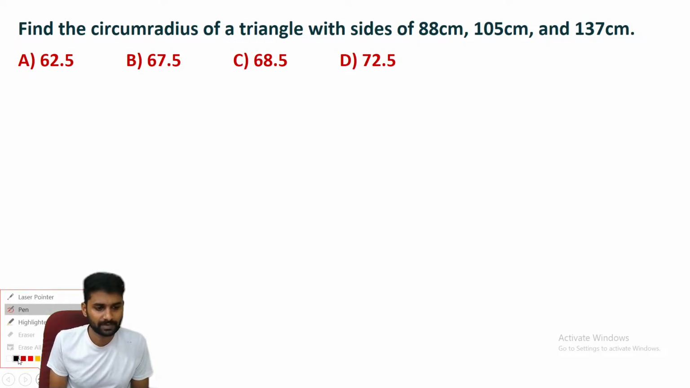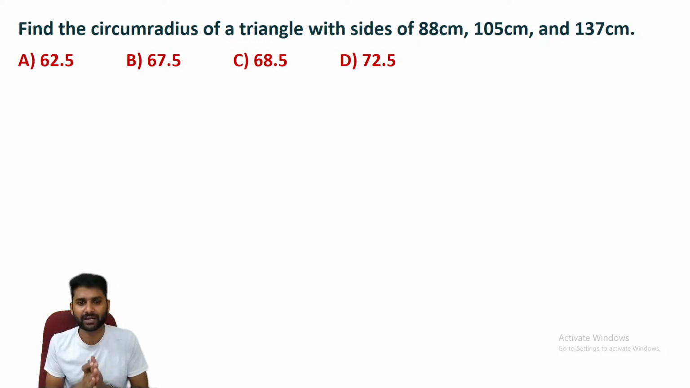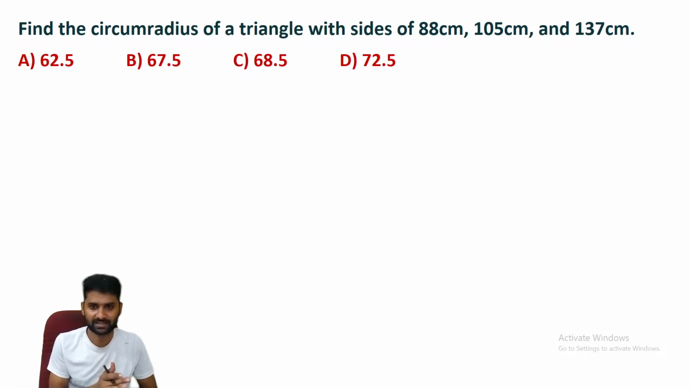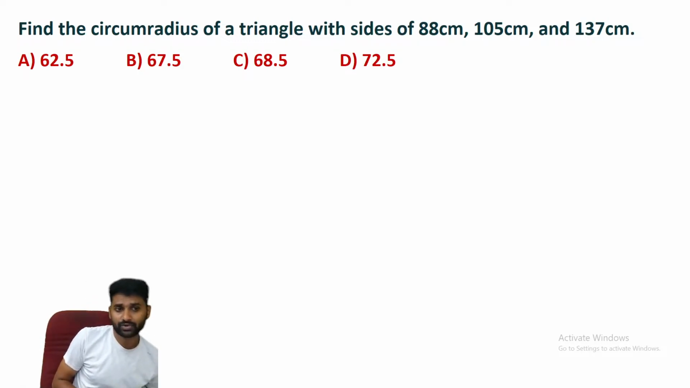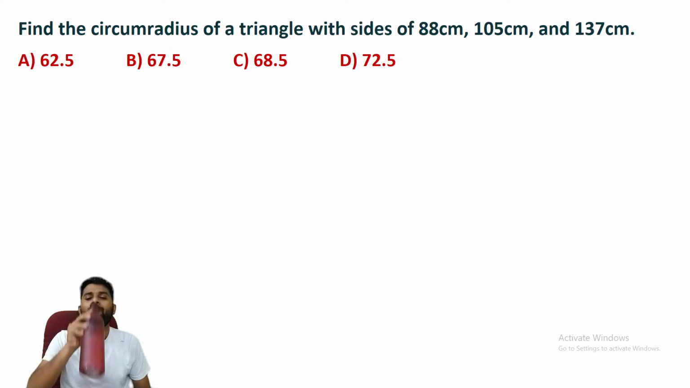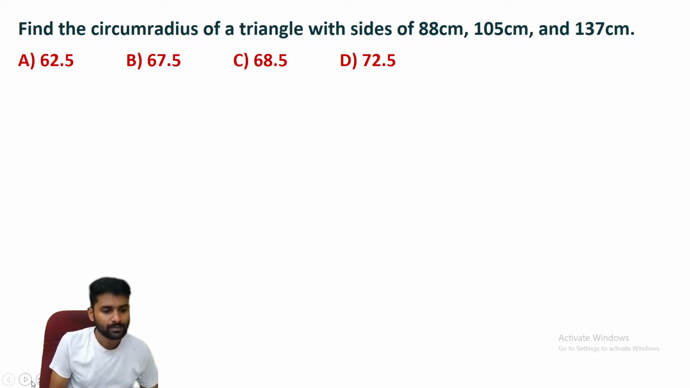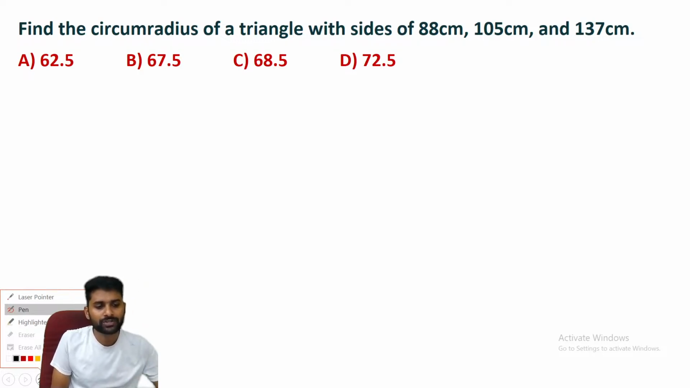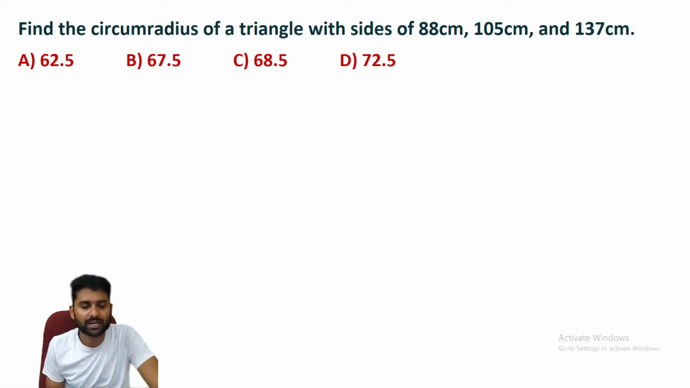The question is from geometry. It's all about the circumradius of a triangle with sides 88 centimeters, 105 centimeters, and 137 centimeters. The question: what is the circumradius? Yes, if you know the proper concept, you are able to solve this kind of question.